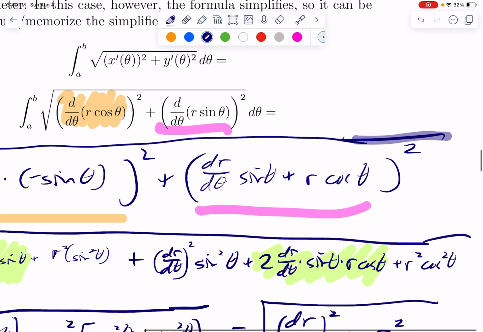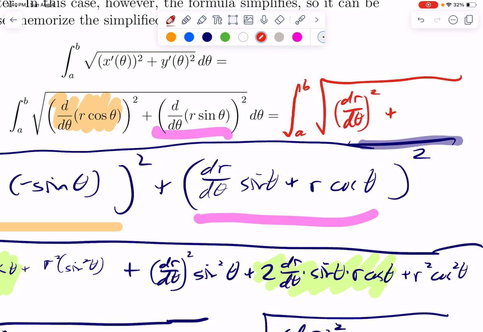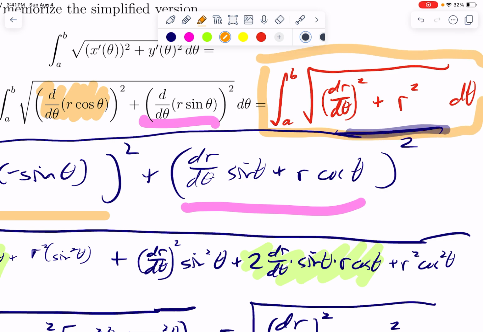So if you want something that's more straightforward, this is probably the version you want to learn, because it does require a little bit of memorization, but it is easier to use. We're just taking the integral between whatever angle bounds we have of the square root of dr d theta squared plus r squared d theta. It's a little bit messy. This is the version you probably want to know.